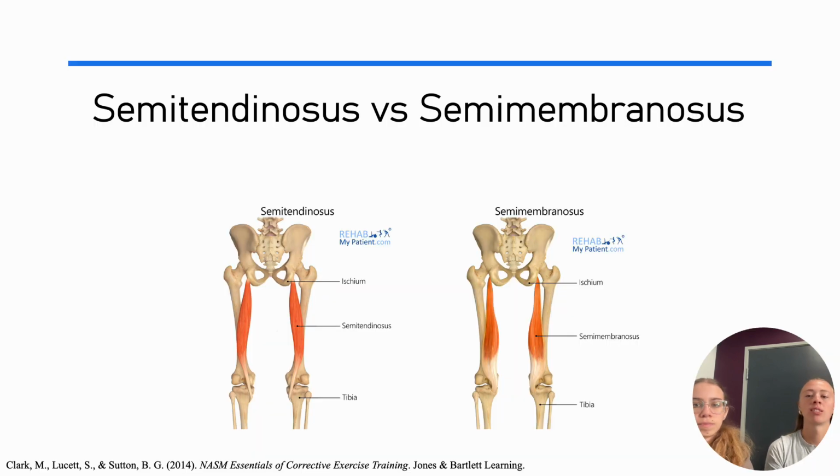So the origin of the semitendinosus is on the ischial tuberosity, and the insertion is the superior medial condyle of the tibia. And then the origin of the semimembranosus is the ischial tuberosity, and the insertion is the posterior surface of the medial condyle of the tibia.